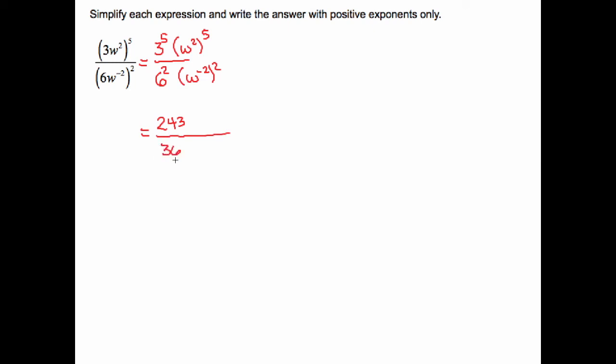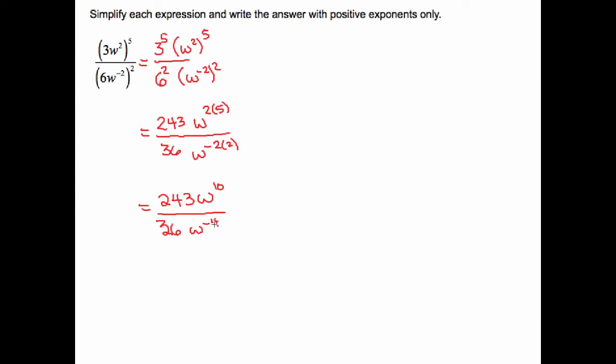Let's turn our attention to the exponents. When you raise an exponent to an exponent, you can multiply. So the w in the numerator is raised to the 2 times 5, while the w in the denominator is raised to the negative 2 times 2. So let's go ahead and simplify further. In the numerator, we have 243 w to the 2 times 5, which is 10, all over 36 times w to the negative 2 times 2, which is to the negative 4.